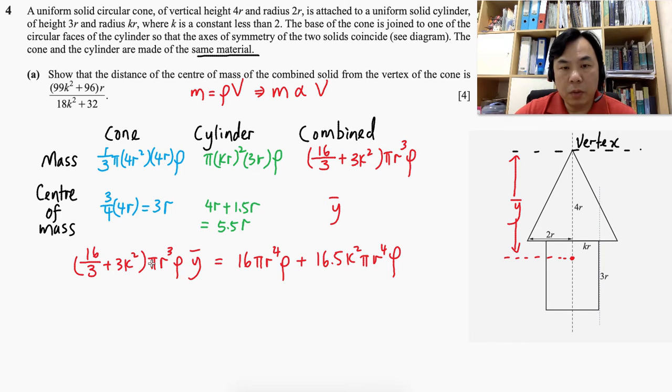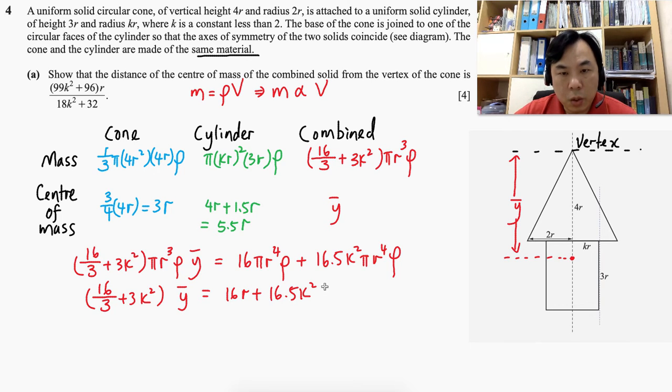Now, of course, we can remove all the common factors here because they are non-zero constants. So like pi, we can remove it. The r4, we can remove it according to r3. And then the density is uniform, so we can cancel that out. Therefore, we can simplify the expression so that it looks something like this now. So that will be 16r plus 16.5k square, k square r actually.